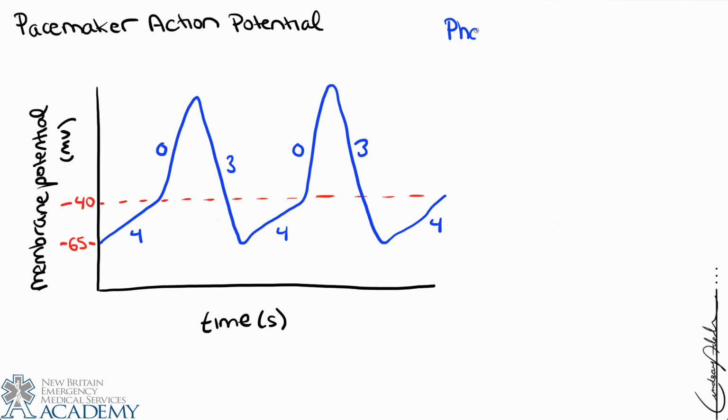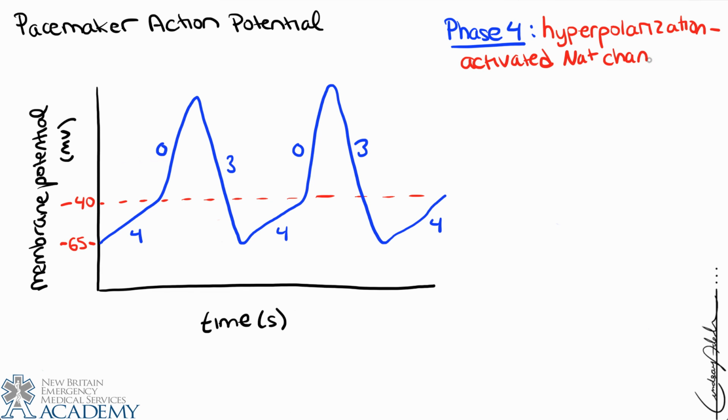So phase 4 refers to the time period when we have hyperpolarization-activated sodium channels opening. One thing that's very interesting about the pacemaker action potential is, unlike for example the neuron, or unlike what we'll see in a moment, the ventricular action potential, there is no resting phase. There's no resting potential for pacemaker cells. And that's really critical. The absence of resting potential is what allows them to have spontaneous depolarization and not require neural stimulation in order to function.